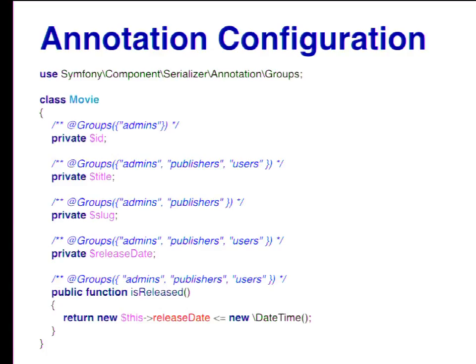Another really cool feature that was added to the serializer is serialization groups. And this can be quite useful, for example, if you have different permissions, and depending on permissions, you want to show more or less. So let's say here we have the movie class again, and we want to show the ID only to admins when we serialize, but the title should be also viewable by other roles like publishers and users and so on and so forth.